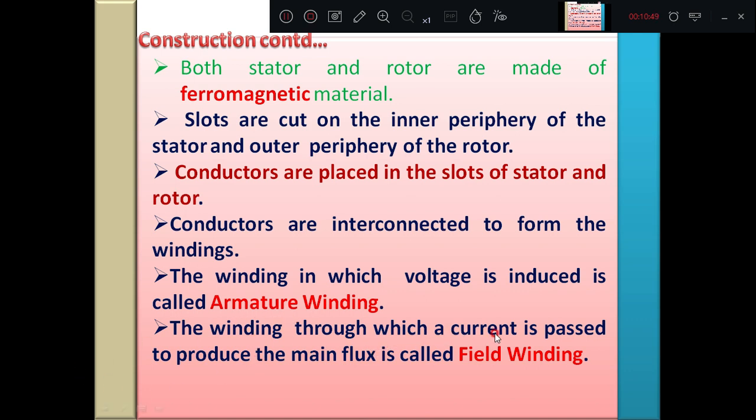The winding through which a current is passing to produce a magnetic field is what we are calling the field winding. You have two windings. One is the armature winding, in which there is an induced voltage, and in the field winding we are passing a current so that it has to produce the magnetic flux in the machine.